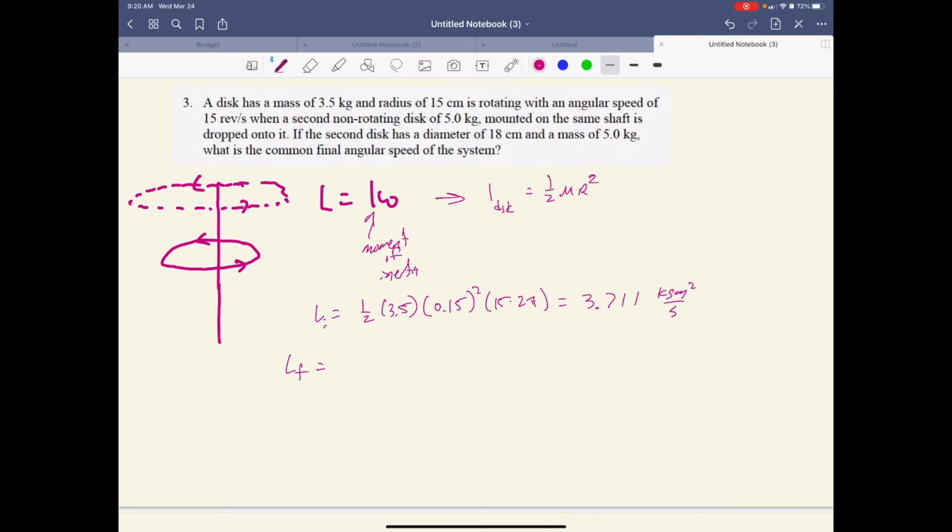The total final angular momentum of the system, which is going to be this number, 3.711, has to be the combined angular momentums of the two objects, right? Makes sense, conservation of angular momentum. So we're going to say I disk A times the initial rotation of disk A, plus I disk B times the rotation of disk B. Now we know that those two are the same, right? Because they're going to spin together. It's a common final angular velocity.